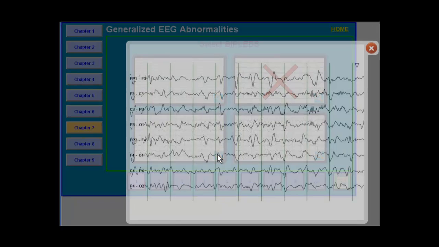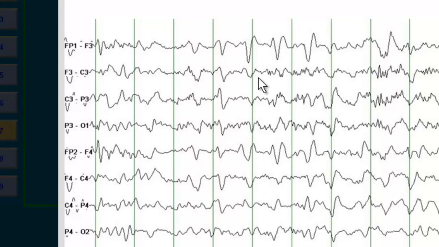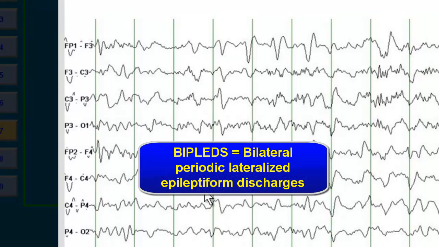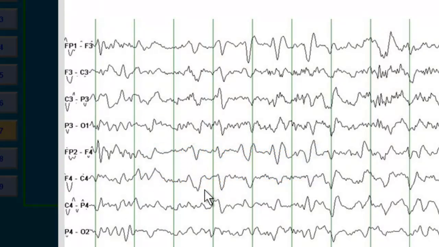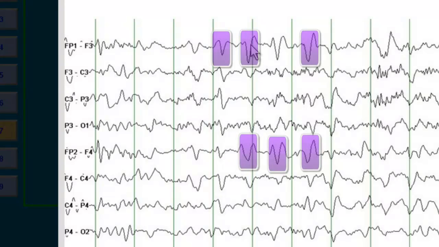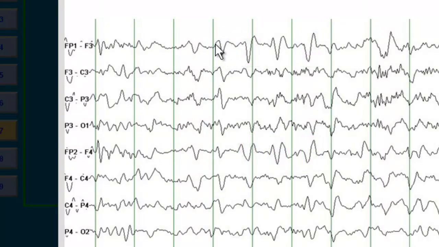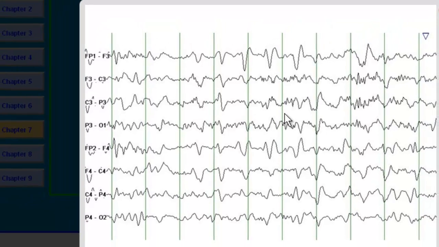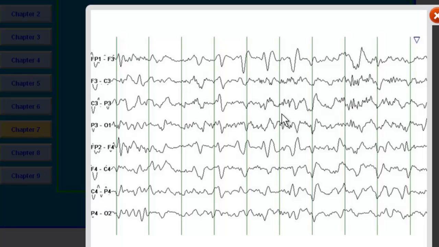What about this one? Let's expand it. There's somewhat of a periodicity here, but this is not something that will qualify for BIPLEDs, which stands for bilateral periodic lateralized epileptiform discharges. And when we get to the right slide, I'll talk more about that. What you see here are triphasic waves. These waves are frontally dominant, with the highest amplitude in the frontal head region. There are 3 phases to it: the first phase, second, and the third phase. It does not show very well on this specific slide, but we've had a tutorial on triphasic waves in the past, so you can review that.